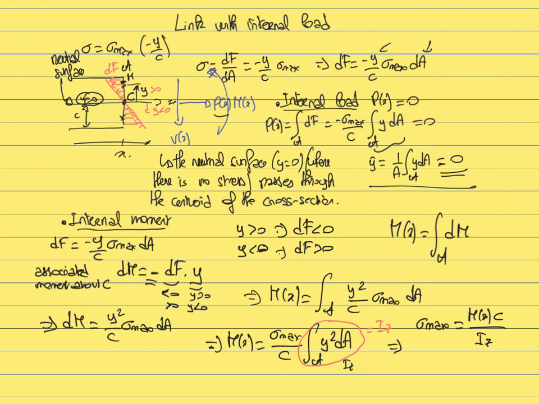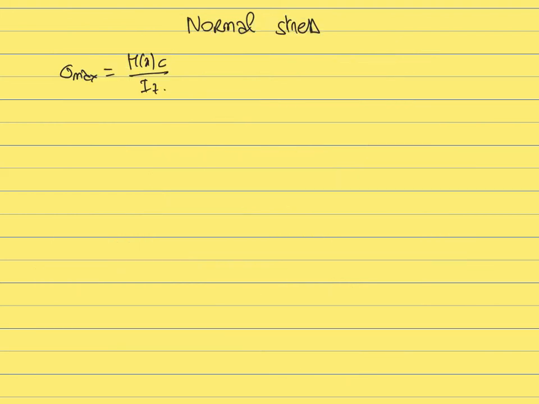So this is an important expression because it gives me the maximum normal stress in terms of the internal moment times c divided by Iz. So this is going to give me the maximum normal stress. Based on this, I can calculate the stress at each point y. So how do I get the normal stress for each point y? I have the maximum normal stress sigma max based on this expression.